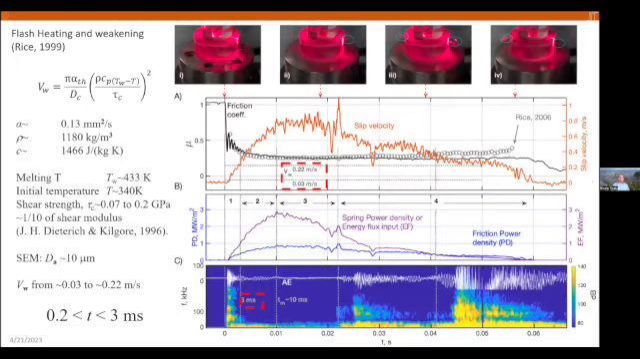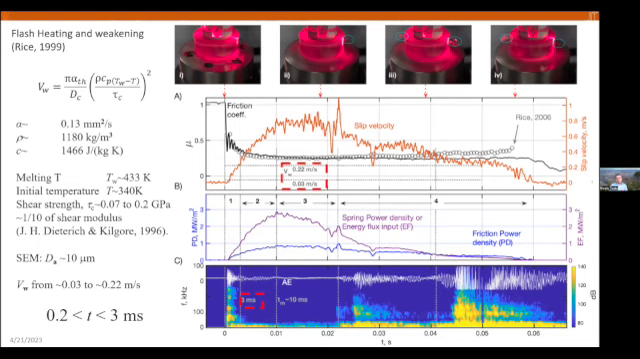Now we can apply some theory. For example, we can apply the flash heating and weakening. And because I think my time is almost over, I think it is over. Please let me know.